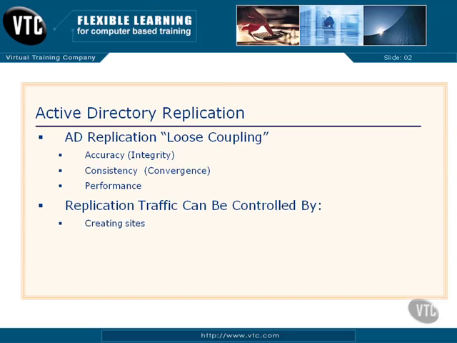So if you want to control replication traffic, you're going to have to separate your servers into different sites, and you can also limit the number of global catalog servers. We will talk about global catalog servers in a separate video.